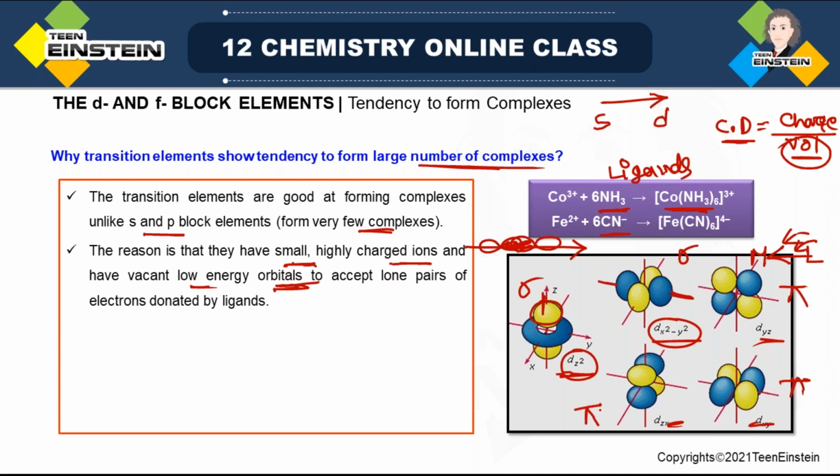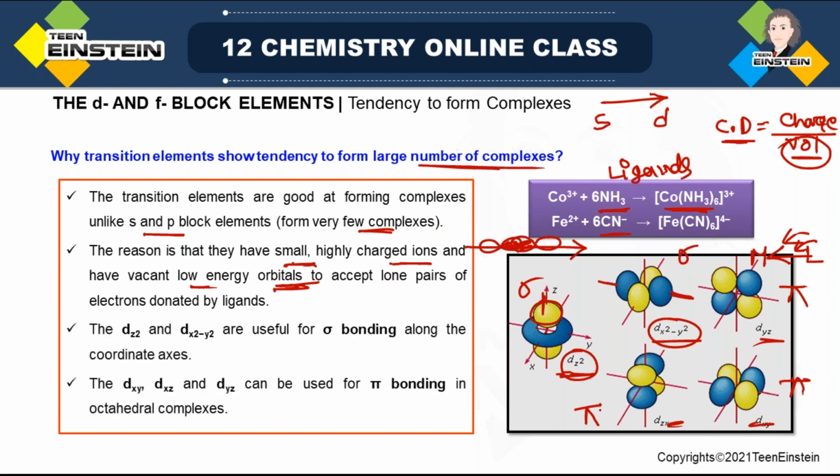That means among these 5 d orbitals, some d orbitals are good for sigma bond, some are good for pi bond. So see here, these 2 orbitals are useful for sigma bond formation, and these 3 are useful for pi bond formation. So both types of bond formation are possible.